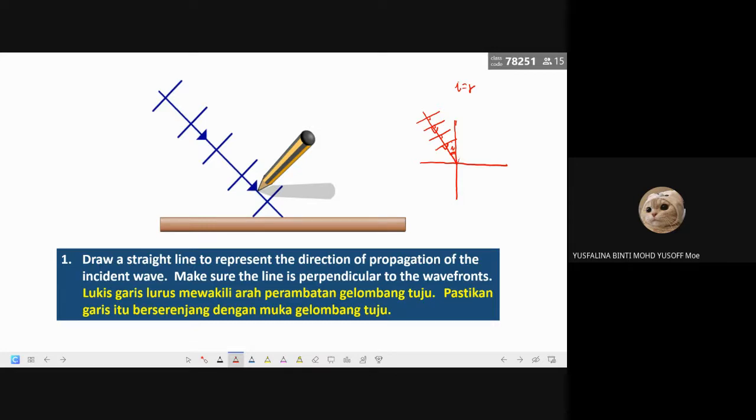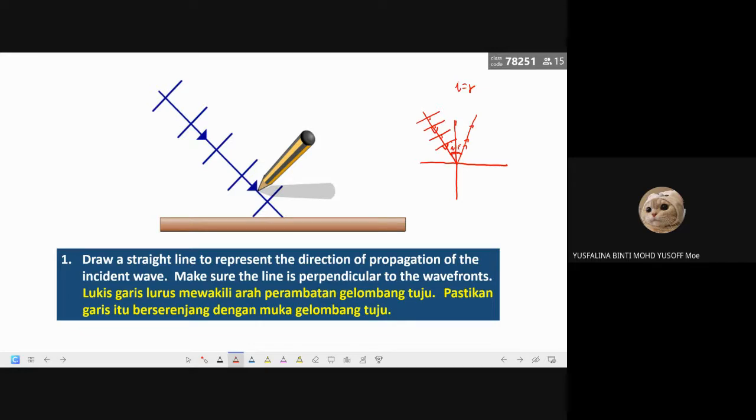So let's say I just draw like this. This is the reflected wave, and this is my R. You can see my I and R are almost the same. But if you want to make it more accurate, you can use the protractor. You measure, let's say I is 20, then R you also draw 20 degrees.